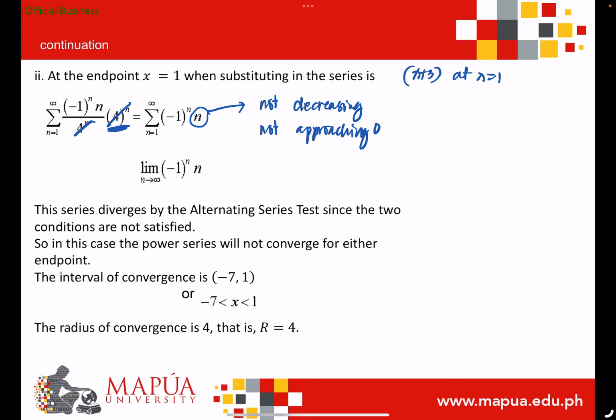So in this case, the power series will not converge for either endpoint. That's why it is an open interval from -7 to 1. So the radius of convergence is 4. It would be the distance from -3 to 1, so that's 4. R is 4, and the interval of convergence is from -7 to +1.